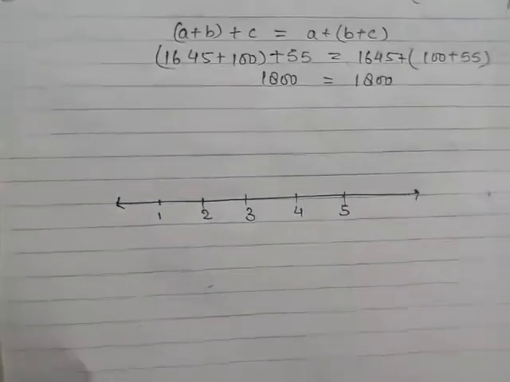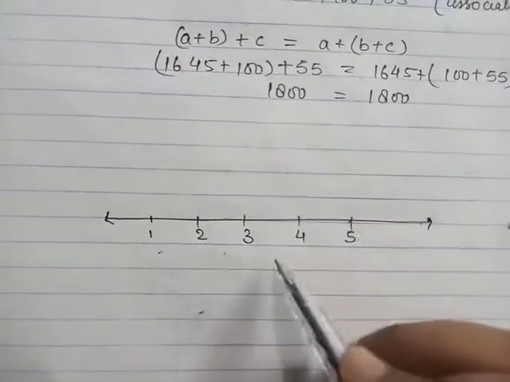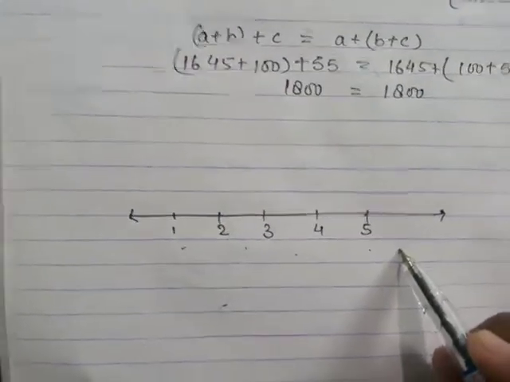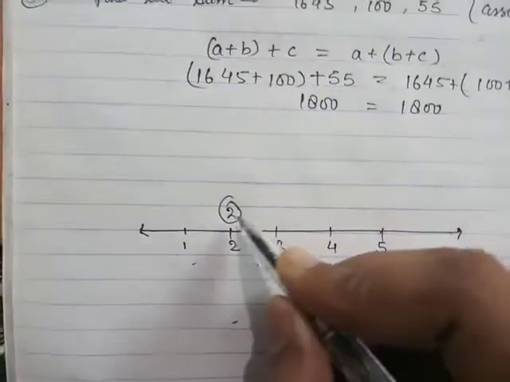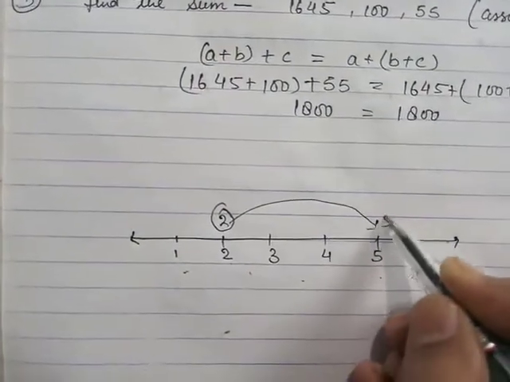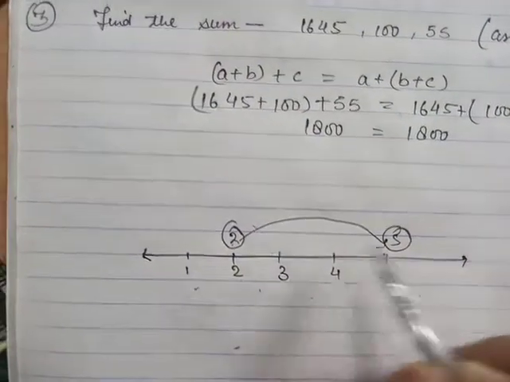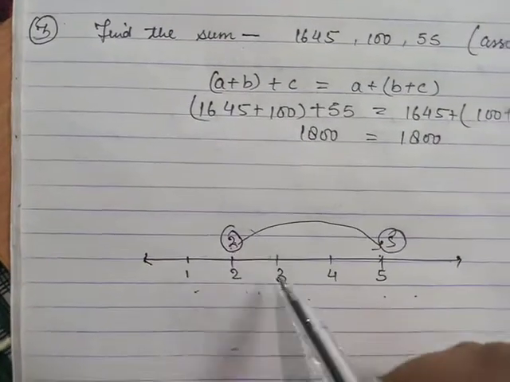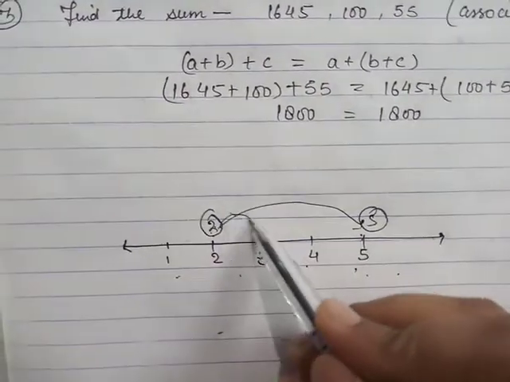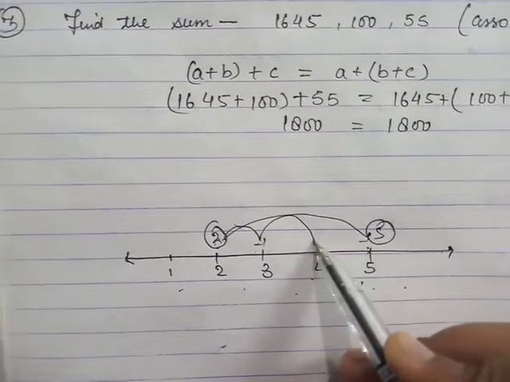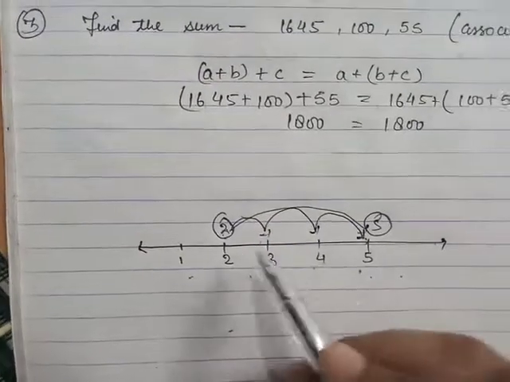You can see that this is a number line, and here 1, 2, 3, 4, 5 are all marked. If anyone says to add 2 to 5, you will jump one by one. That means you will count 2, then 3, then 4, then 5. So moving along the line is a stepwise process.